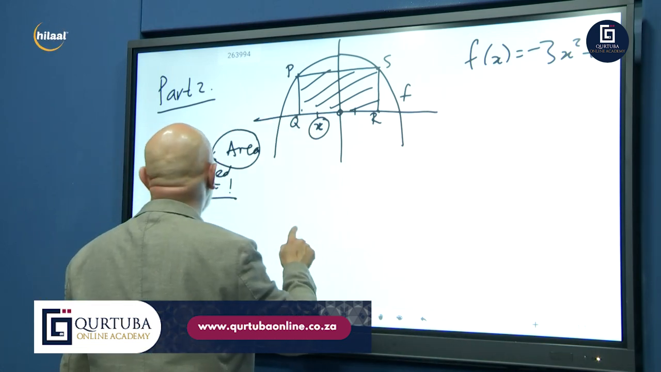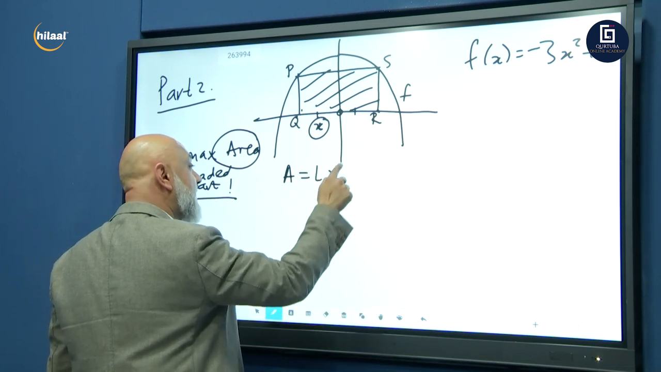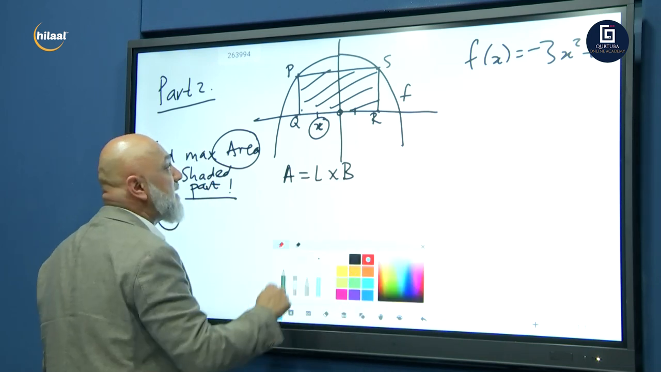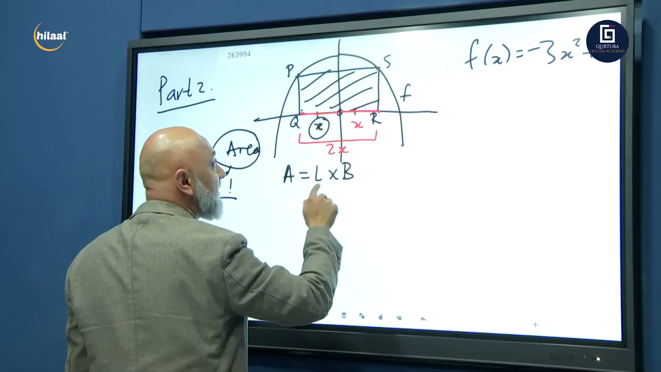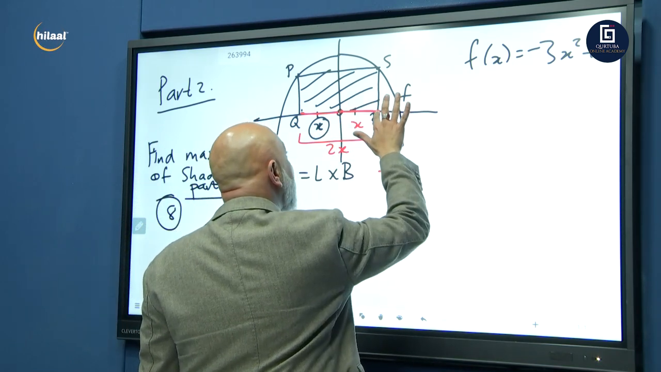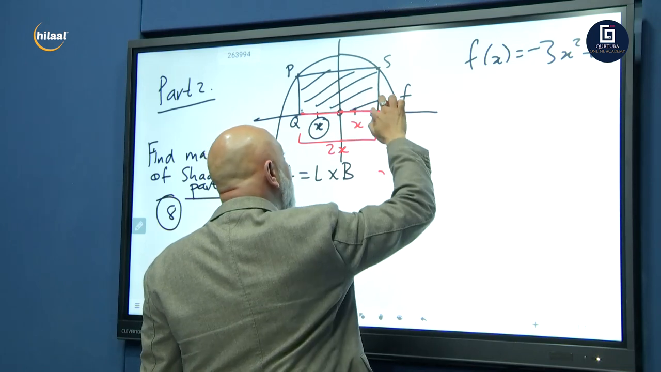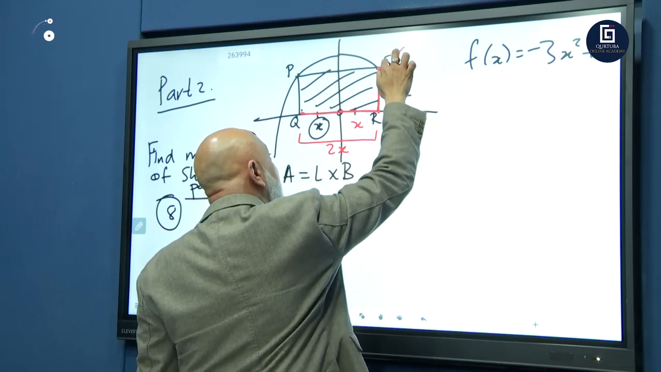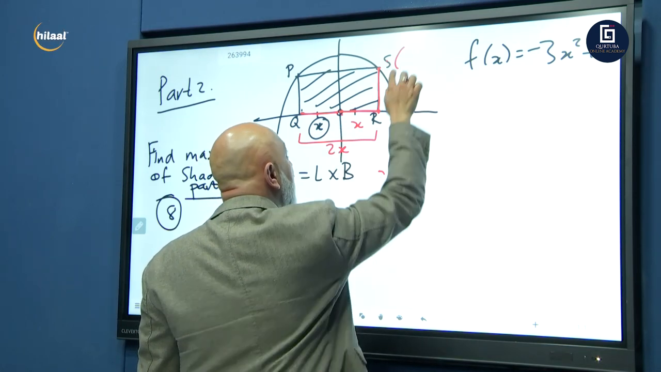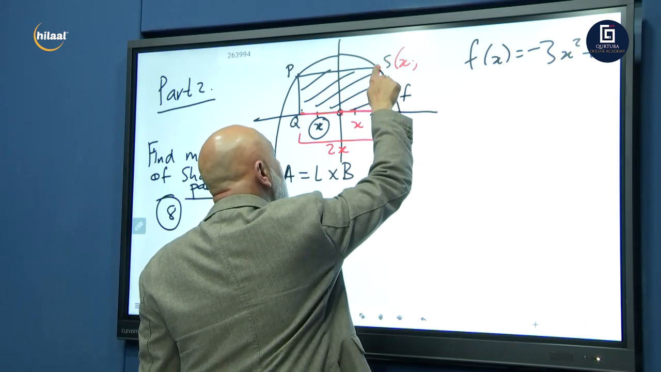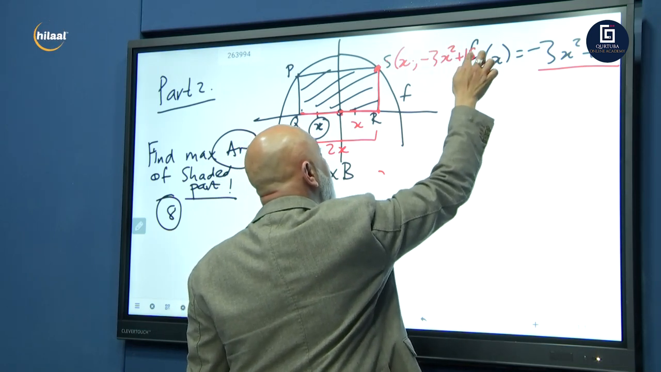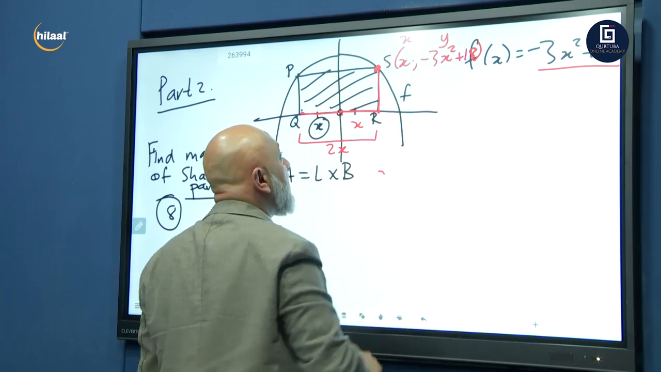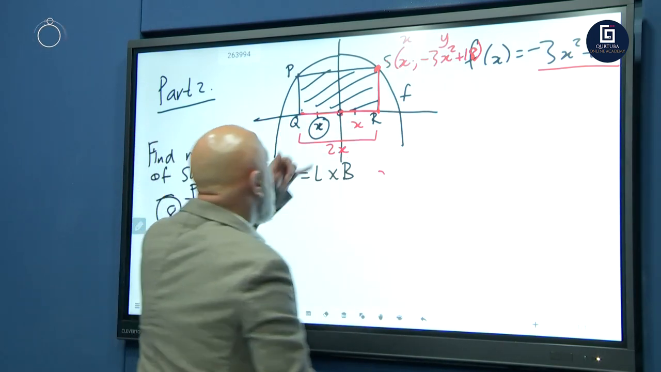Now we know area is equal to length times breadth. What's my length? If this piece is x, that piece must also be x. That means my length here, or my breadth, you can call this one length or breadth, x plus x is 2x. Now we know from here to here is x, I need my breadth. So I know that S's x value is x because from here to here is x. And its y value is minus 3x squared plus 18. That's your x value. That's your y value. Remember, because it lies on the function, no matter what this x was.